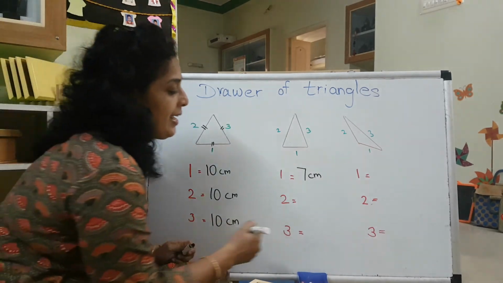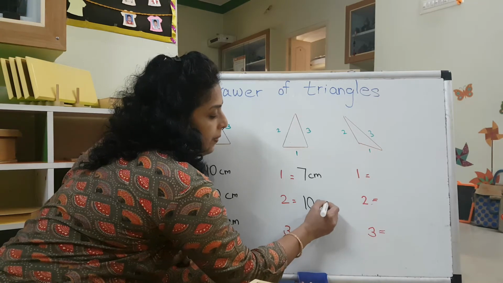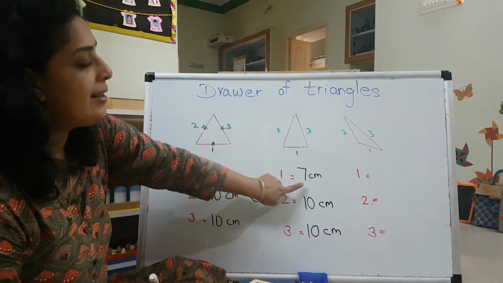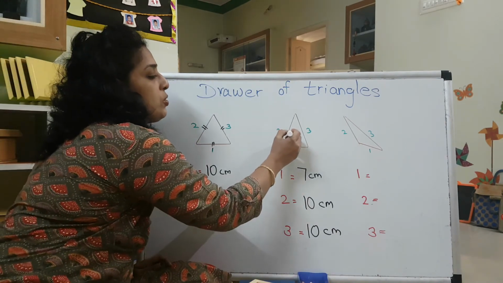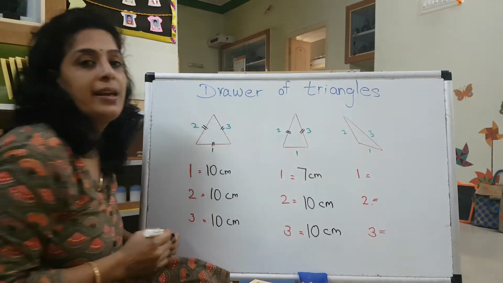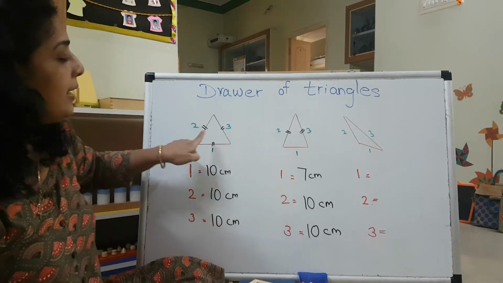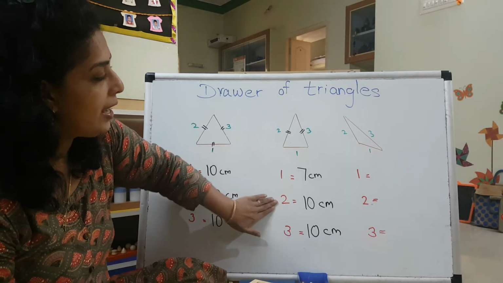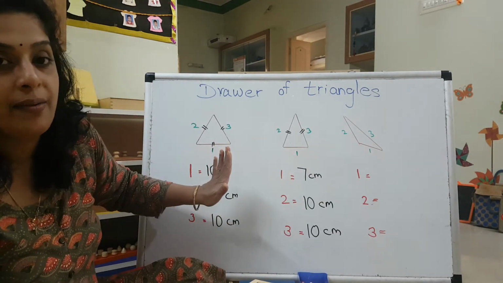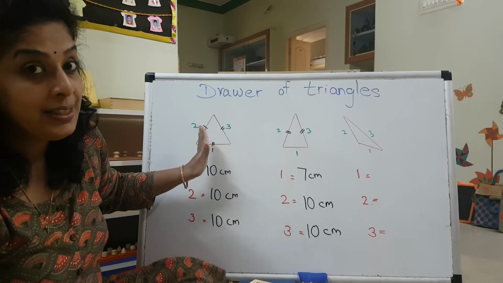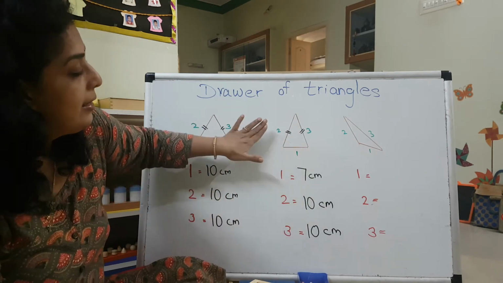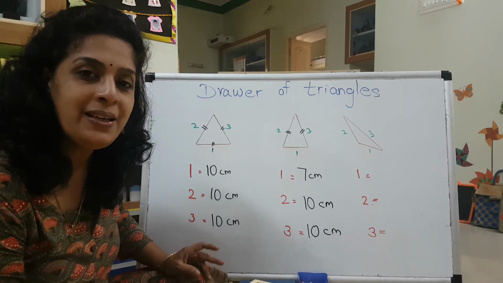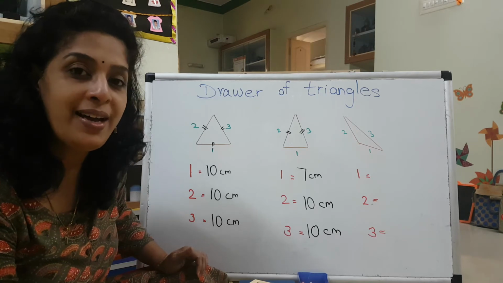So, 2 sides have 10 and 10. Only one side had 7 centimeters, right? So, these two are equal, but not this one. In equilateral all three were 10, 10, 10. Here you have only 2. Side 2 and side 3 has 10. Okay? So, there are 3 sides. In this you have 2 sides only. This triangle is called isosceles triangle. Repeat. Isosceles triangle.